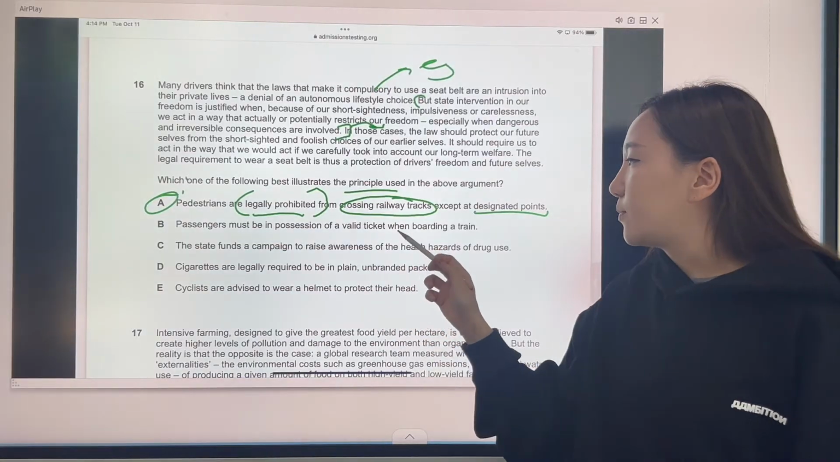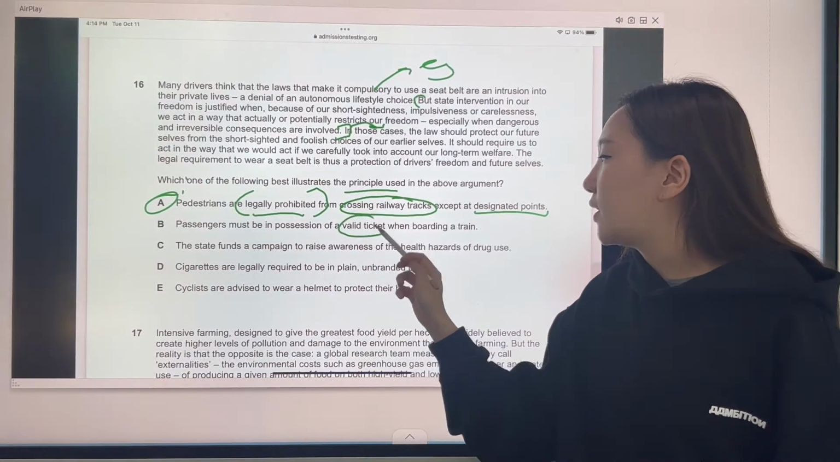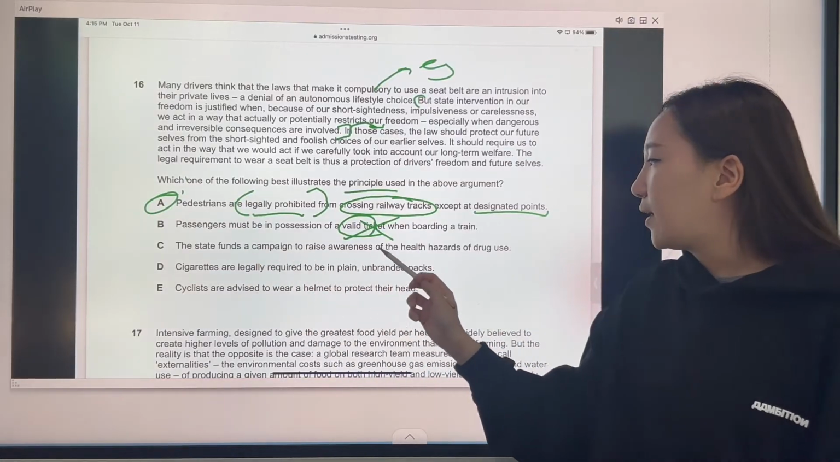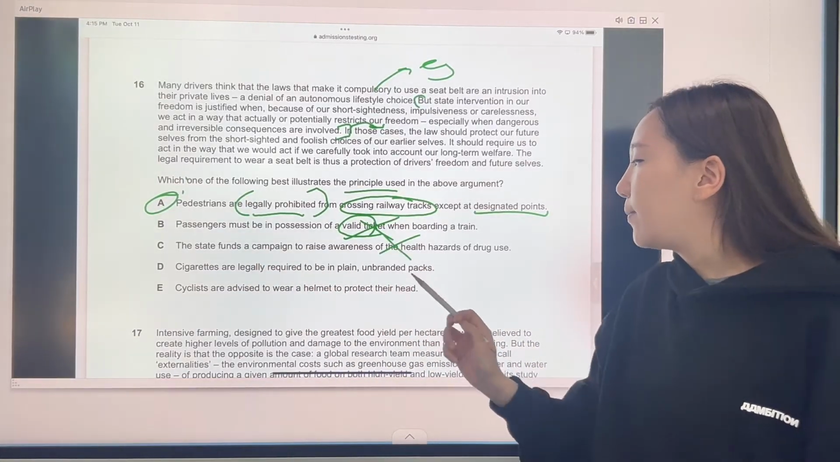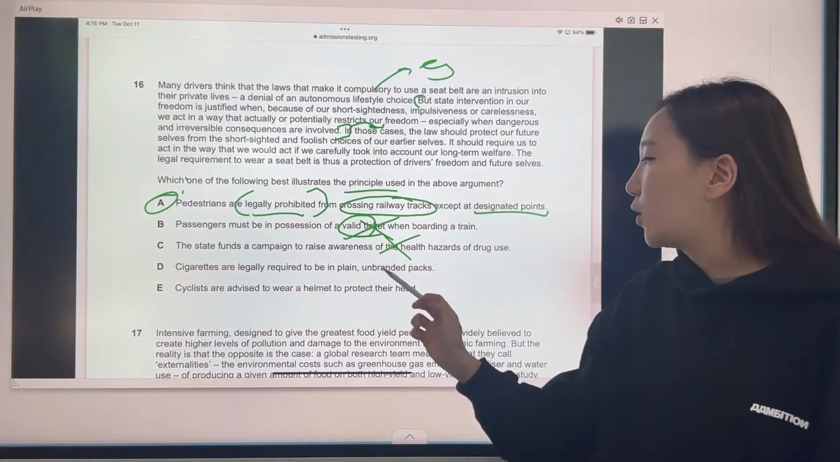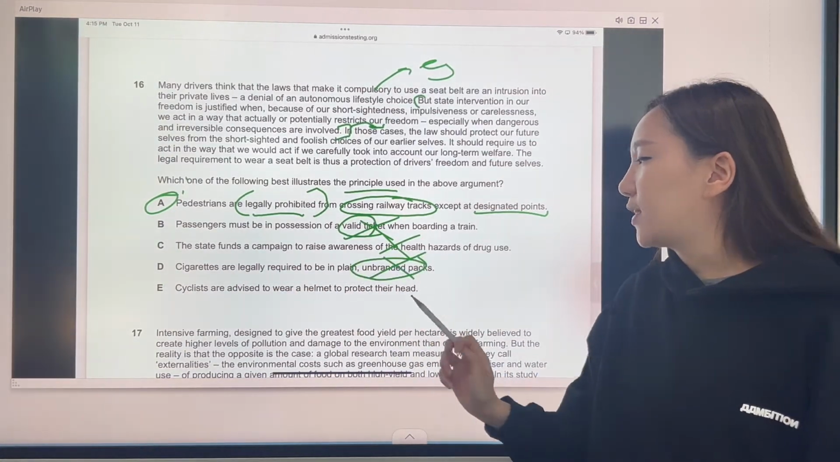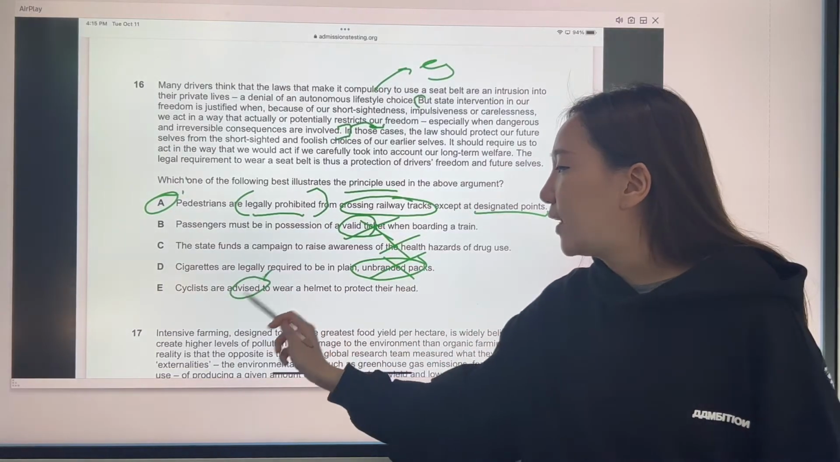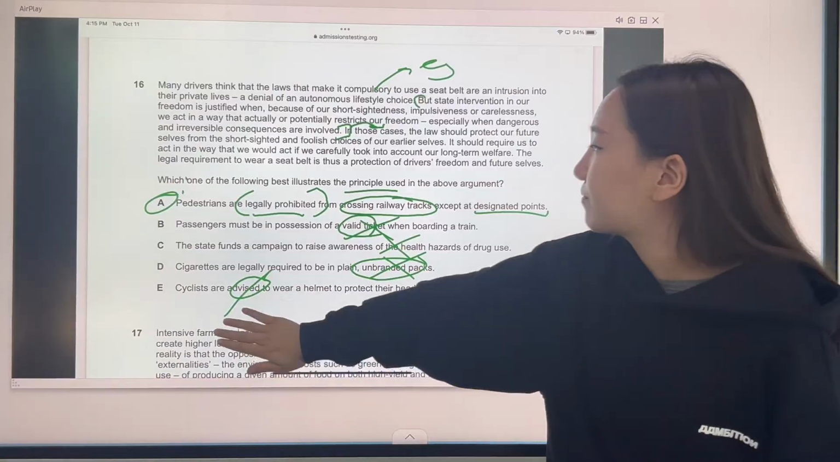Passengers must be in possession of a valid ticket when boarding a train. This is private, this is not state intervention. The state funds a campaign to raise awareness. This is not prohibiting anything, this is just providing extra information. Cigarettes are legally required to be obtained. Again, you're not restricting any behaviour there, you're just hoping to make it less attractive. Cyclists are advised, again, incorrect.